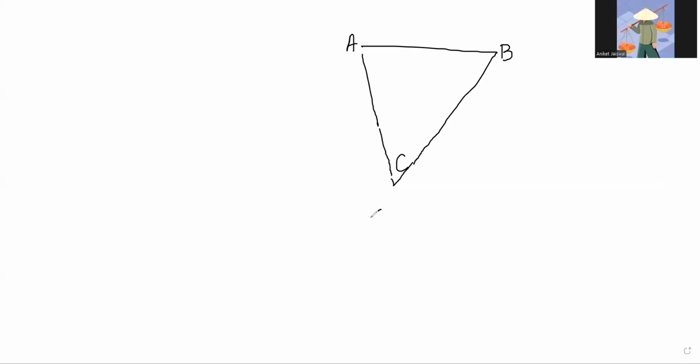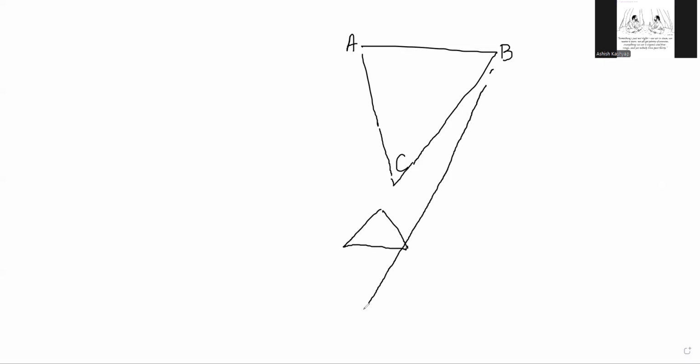Sir, flip B. No, I want it to be like this and meet. Here, right? Yes. So this will become my C dash, this is A dash, and this is B dash.